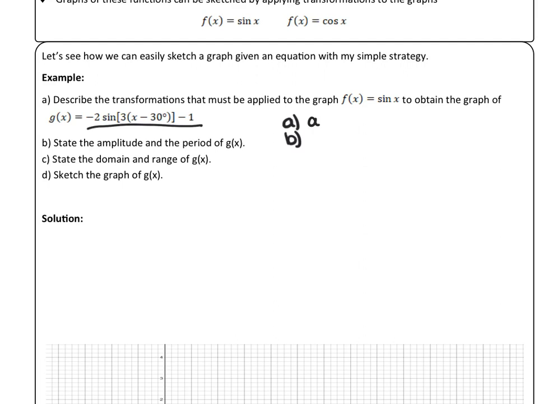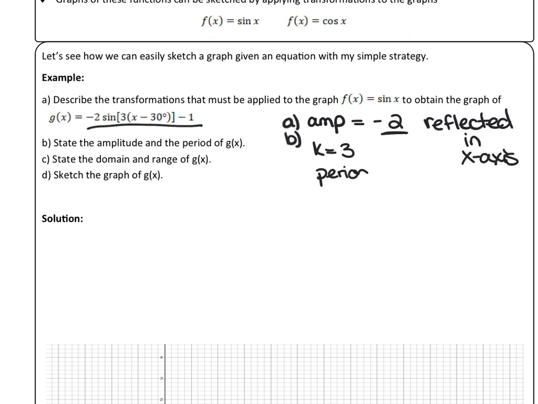So the first one I see is that the amplitude is -2. So that means we have an amplitude of 2, but it is reflected in the x-axis. And so it has an amplitude of 2. Let's remember that. The 3 tells us that k equals 3. So our period is actually 360 divided by 3, which is 120. So we have a period of 120 degrees.